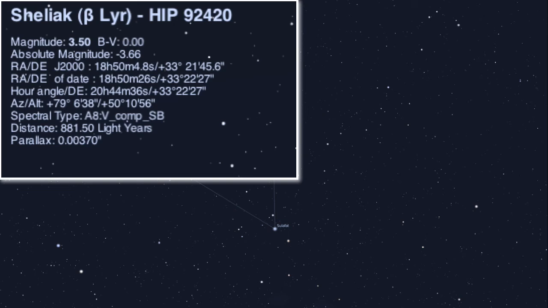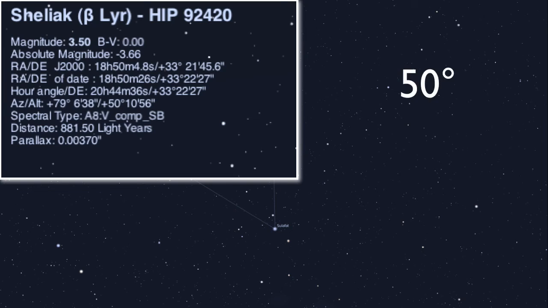In particular, we're looking for the altitude. You can see that on the line that says as alt, and in this case we see the altitude is 50 degrees, 10 arc minutes, and 56 arc seconds. For this lab, you'll need to convert that into decimal degrees.